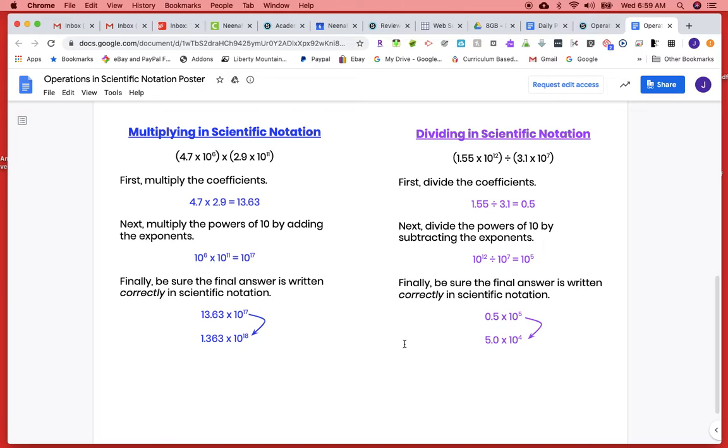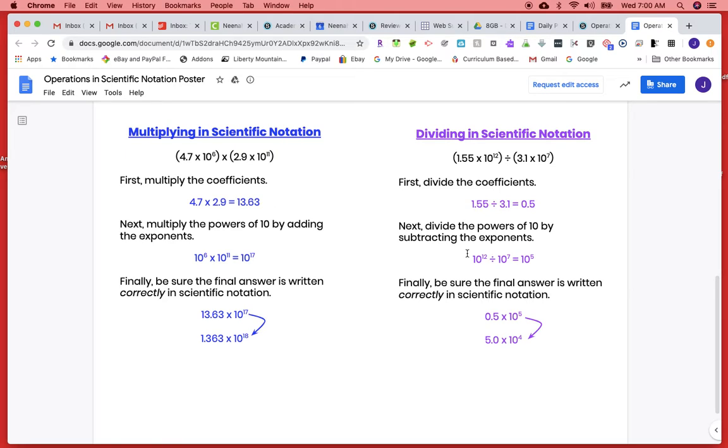And our last example is dealing with dividing. We have 1.55 times 10 to the 12th divided by 3.1 times 10 to the 7th. The very first thing that we need to do is divide our coefficients. That's the number in front. So 1.55 divided by 3.1 equals 0.5.